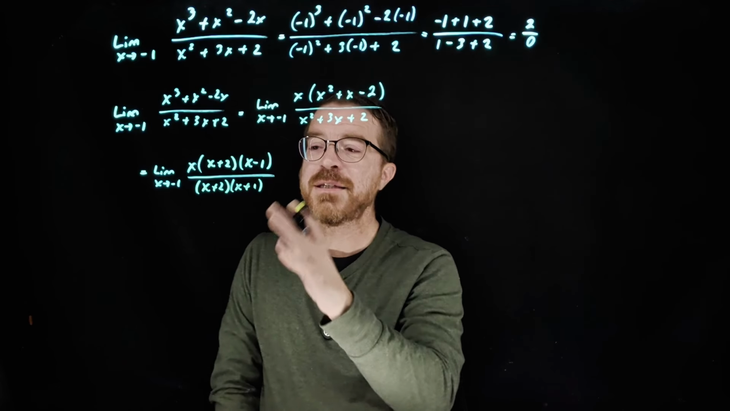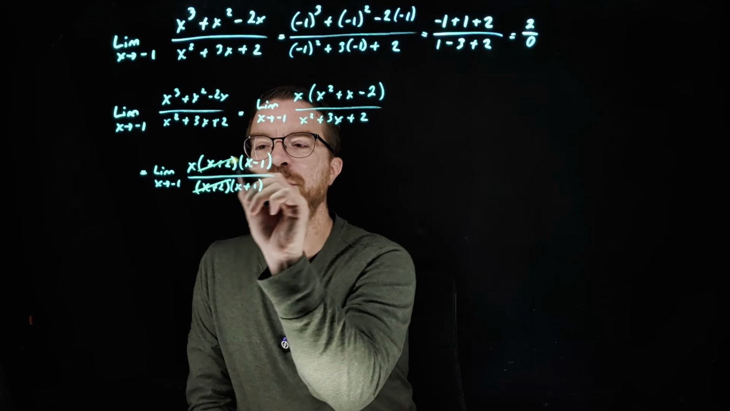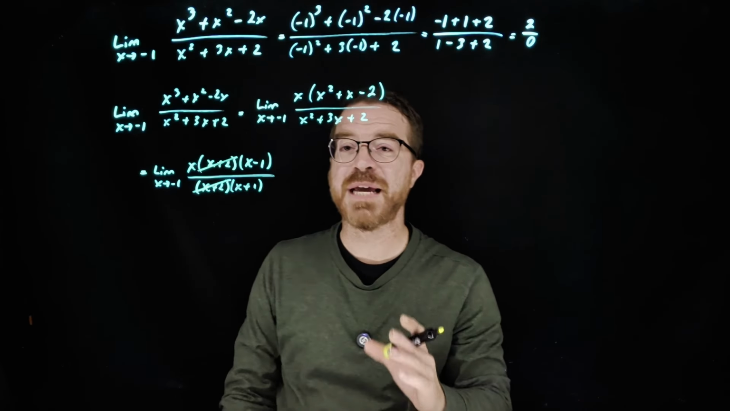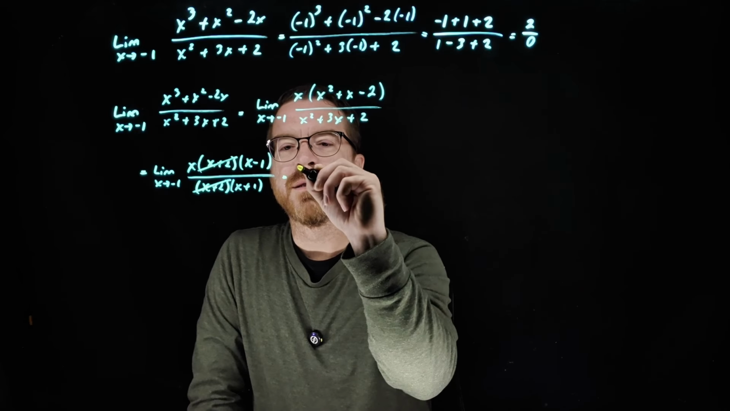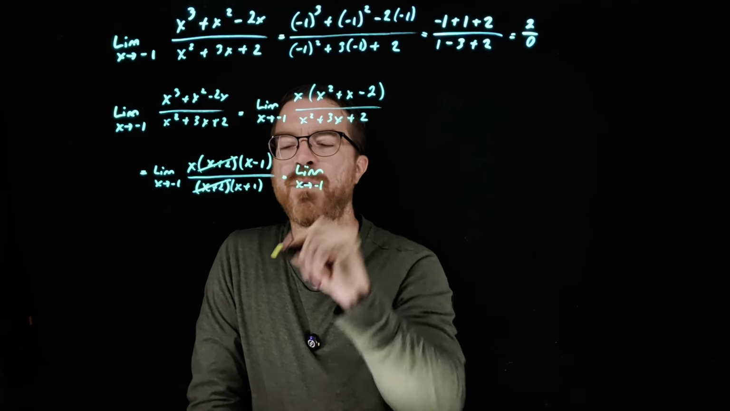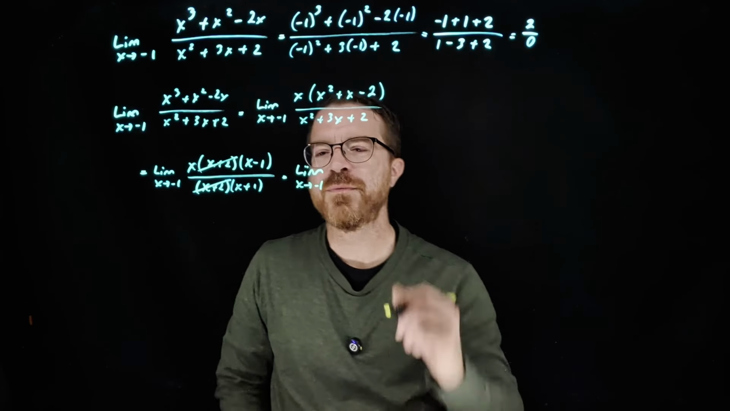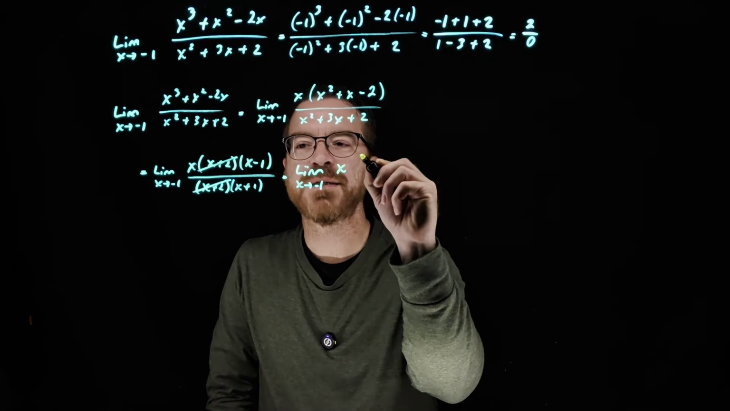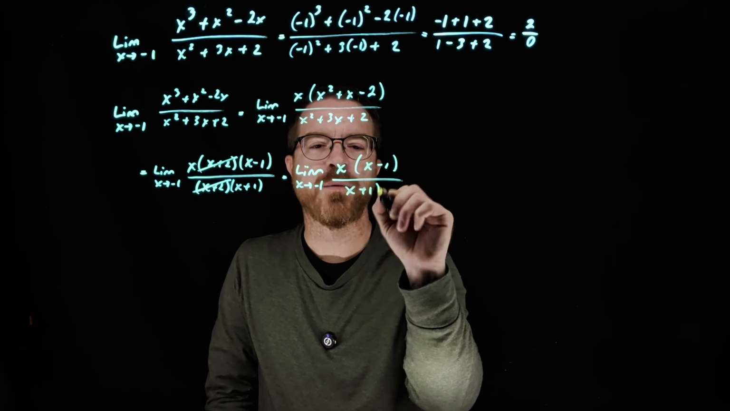And now looking at this, you might be able to see that we have some cancellation. This x plus 2 and this x plus 2 are going to cancel with each other. So this is going to leave me with the limit as x approaches negative 1. And then I could distribute this x back in, but I really don't need to. So it's going to be x times x minus 1 over x plus 1.